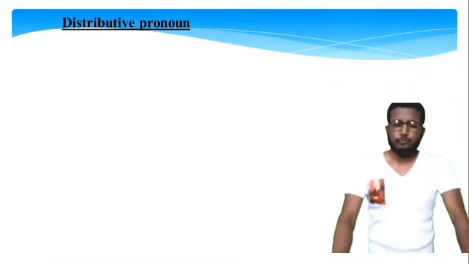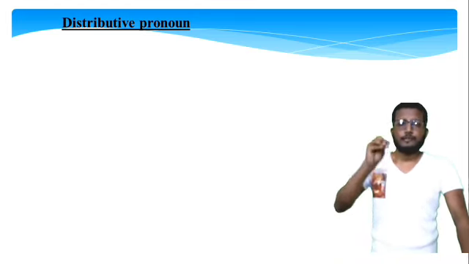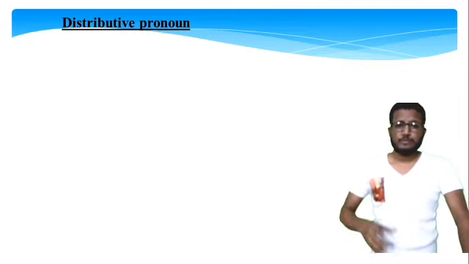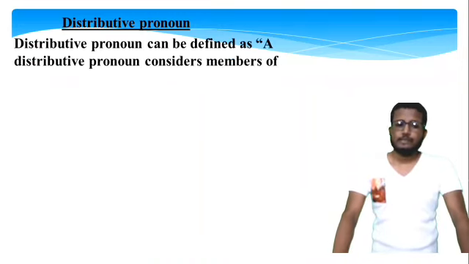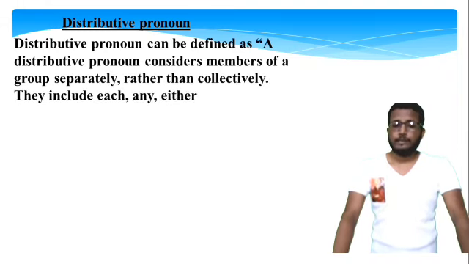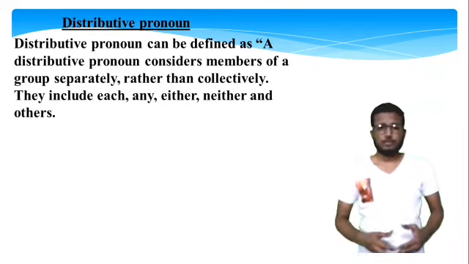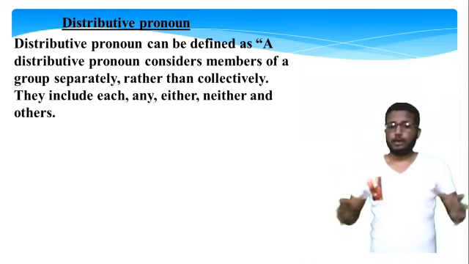Then after relative pronoun comes the distributive pronoun. Distribute means we are distributing something, so the words that we use to distribute are called distributive pronouns. A distributive pronoun considers members of a group separately rather than collectively. They include each, any, either, neither, and others. These types of words are used when we want to separate the group, not treat it collectively.